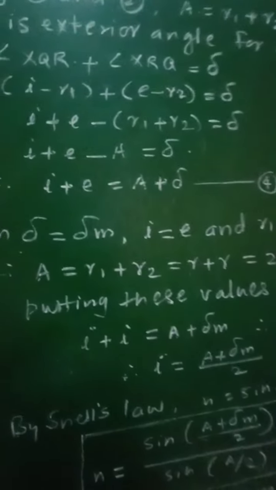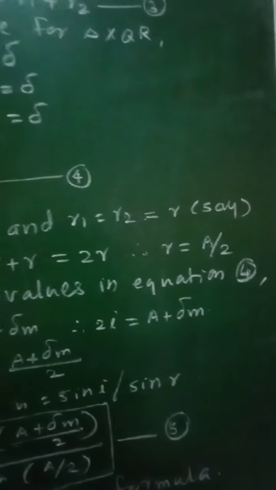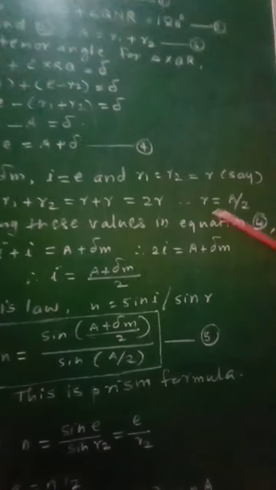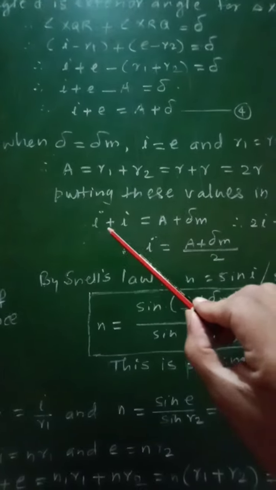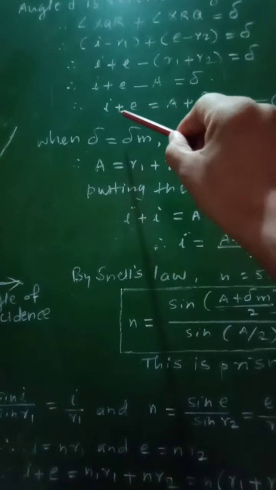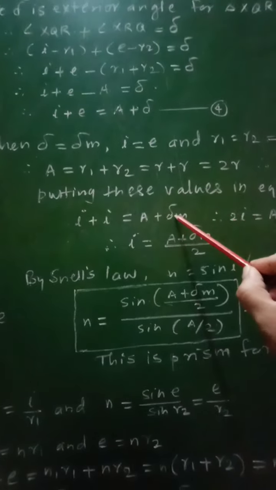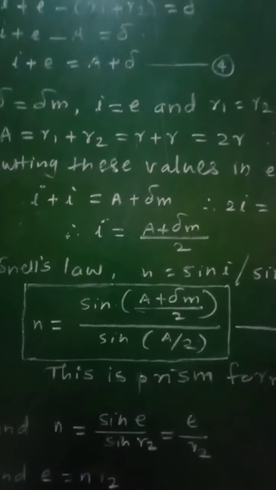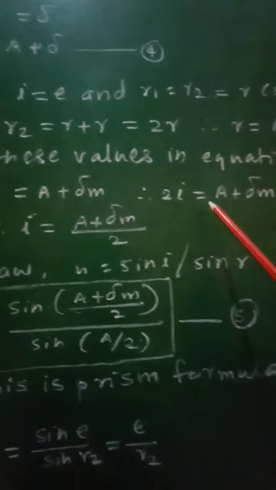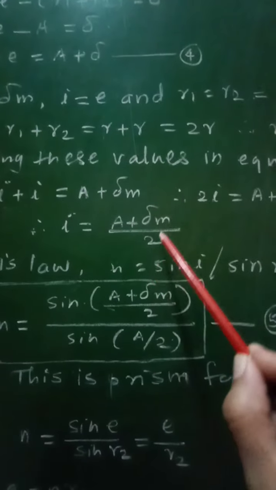Now putting the above values in equation number 4, we can write I plus I, because I is equal to E, equal to A plus delta M, because delta is equal to delta M. Therefore I plus I is equal to A plus delta M, and therefore 2I will be equal to A plus delta M, or I is equal to A plus delta M by 2.